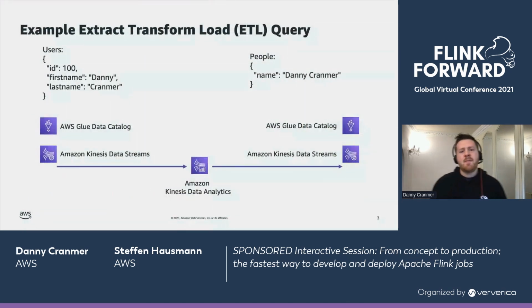What I want to do is implement a very simple ETL, or extract, transform, load, query. We're going to take a very simple schema, which is a user, which has an ID, a first name, and a last name, and we're going to transform that to a person, which basically is going to concatenate the first and last name. It's very simple, but it will show off the integrations that we've mentioned. We're going to use the Glue Data Catalog abstraction layer to read from a Kinesis stream, transform it in Studio, and then push it out to a new Kinesis stream.